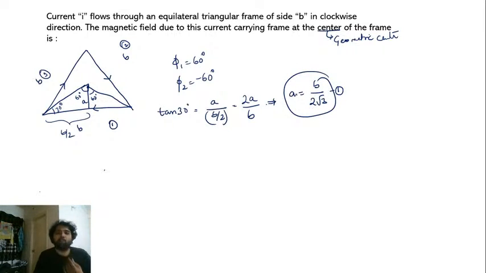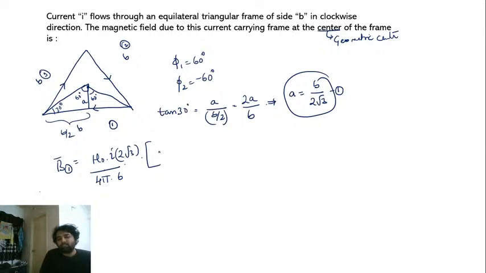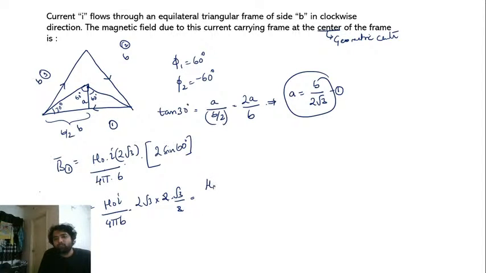This is the next observation we have. We know the perpendicular distance. We know the values of phi1 and phi2. So we can find the field due to 1. Magnetic field due to 1 will be equal to μ0 I by 4π a. Here a is nothing but b by 2√3, into sine 60 plus sine 60, which is 2 times sine 60. So from this, what will we get? μ0 I by 4π b into 2√3 into 2 times √3 by 2. The 2 cancels, so you're getting 6. This is coming out to μ0 I by 4π b into 6, the field due to 1.